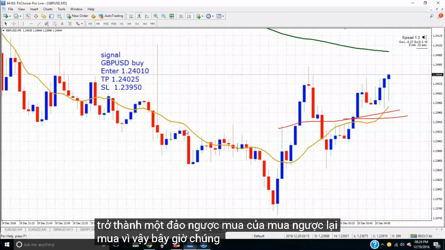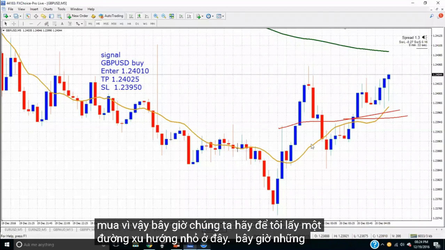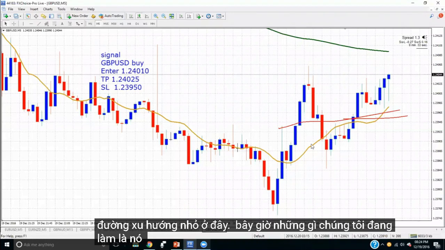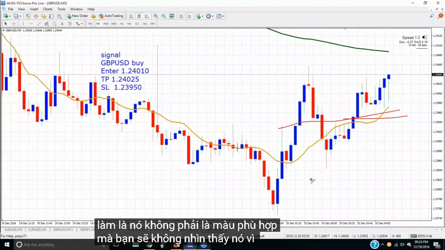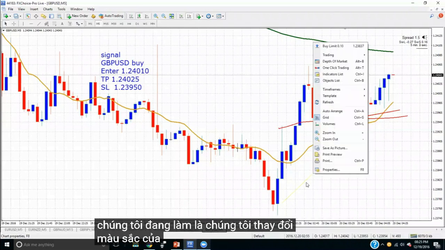So now we're getting, let me get a little trend line here. So now what we're doing is, hey, it's not the right color. You're not going to be able to see it. So now what we're doing is getting, let me change the color of this.